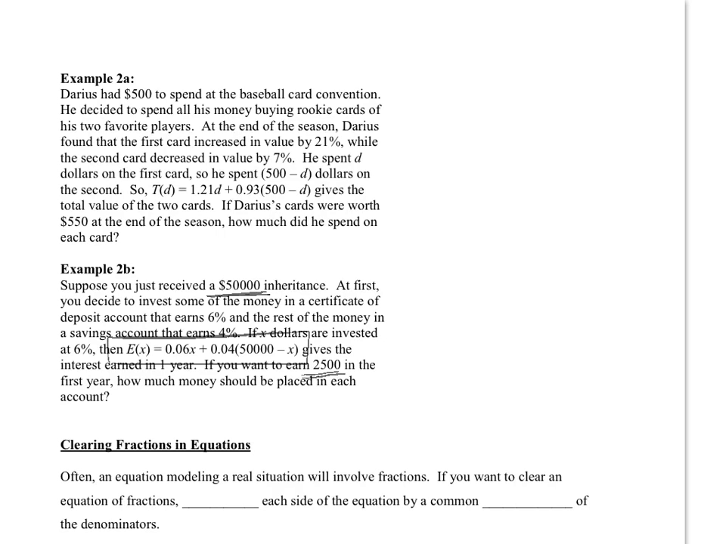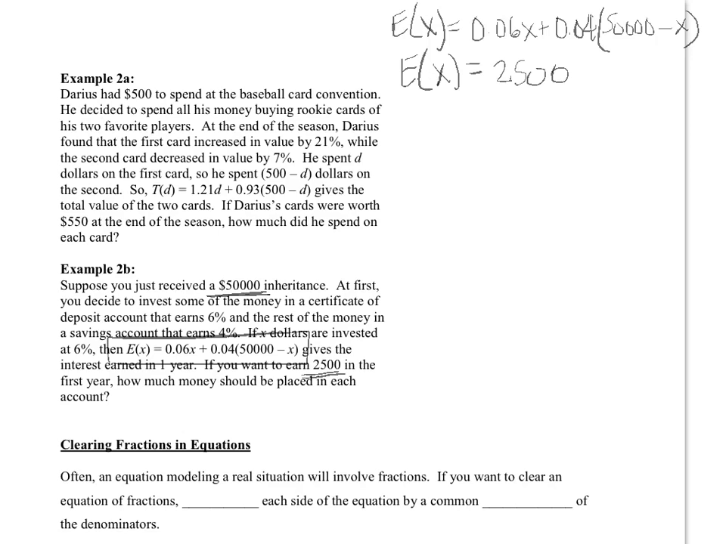If you want to earn $2,500 in the first year, how much money should be placed in each account? And you started with $50,000. So I'm going to work this one up here. E of X, I'm just rewriting the formula. And they say E of X equals $2,500. That's what you want to earn in the first year. So we're going to set everything equal to that $2,500. So 2,500 equals 0.06x plus 0.04 times (50,000 minus x).